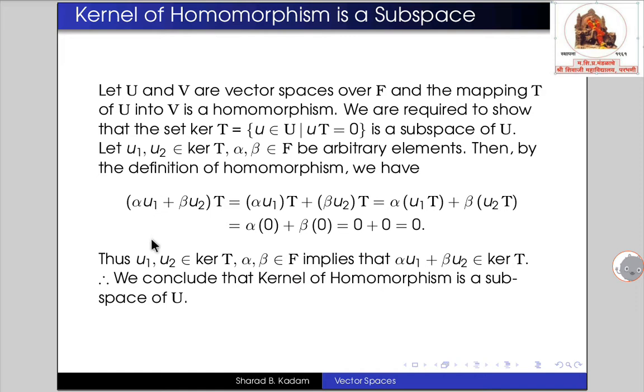So we have shown that for all U1 and U2 in the kernel of T, and for all alpha, beta in the field F, the element alpha U1 plus beta U2 is also in the set kernel of T. That means kernel of homomorphism is a subspace of U.